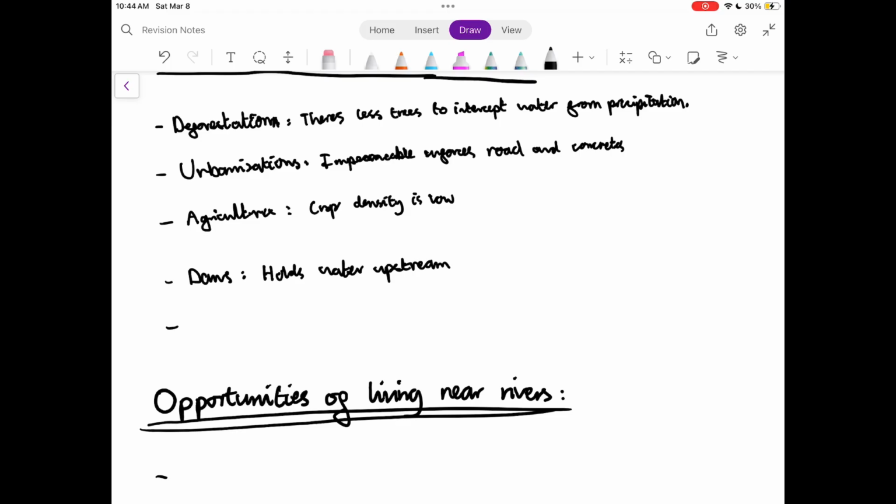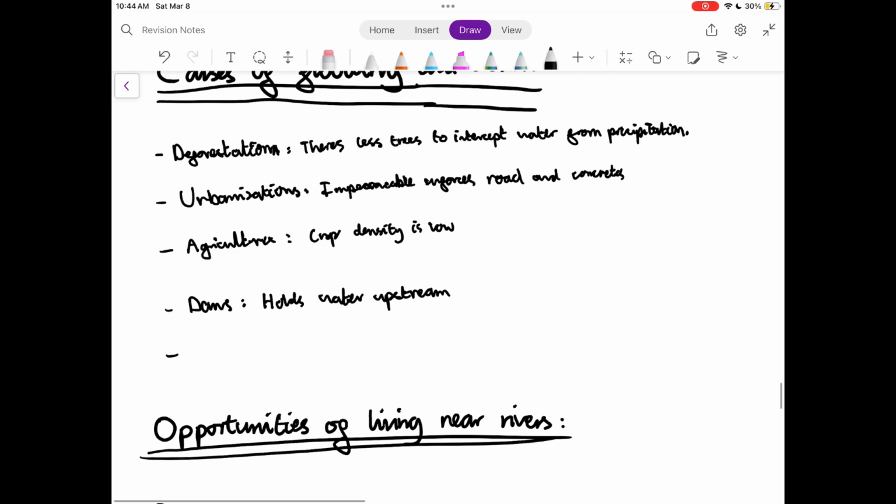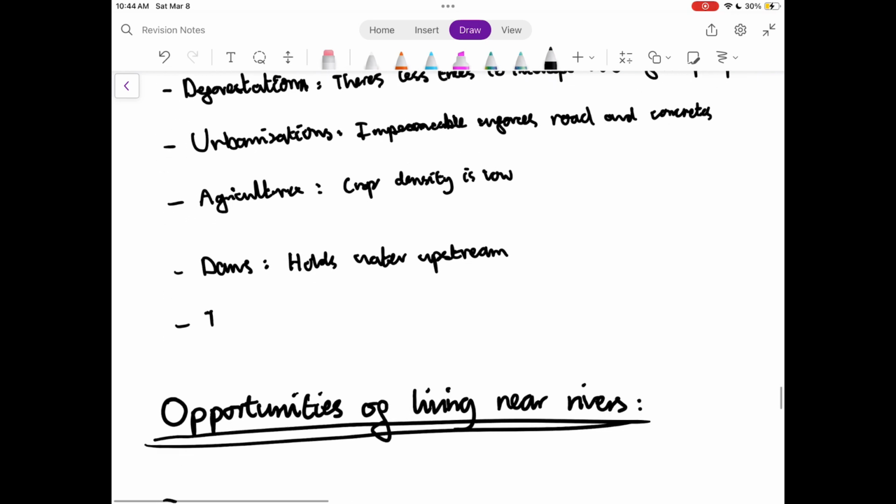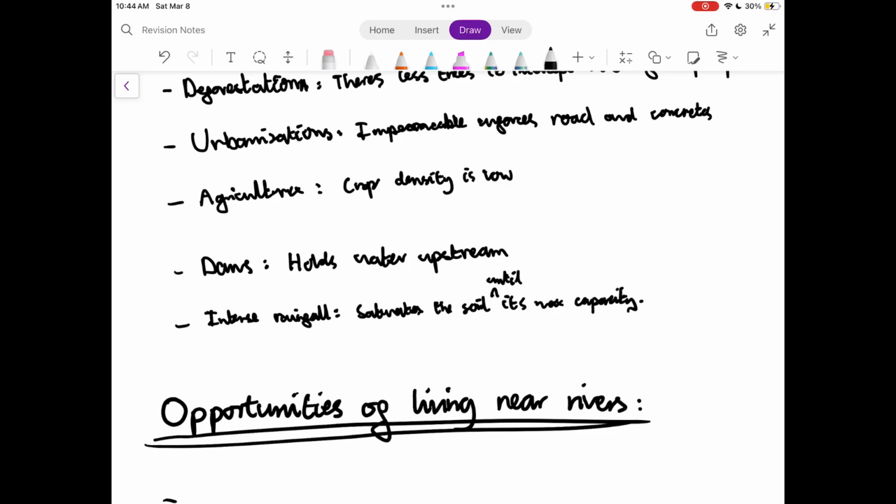And also another reason why flooding happens is because of intense rainfall. And when this happens, it saturates the soil until its maximum capacity. And then when it reaches this capacity, it cannot take any more water. So this leads to increased surface runoff, which therefore increases flooding.